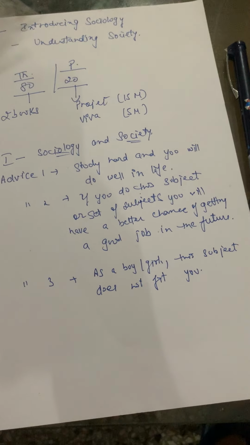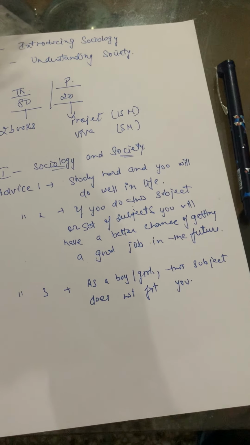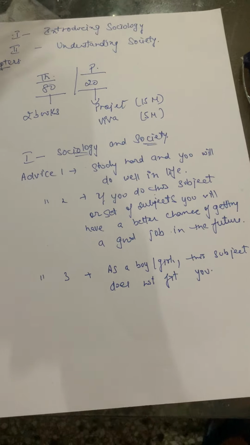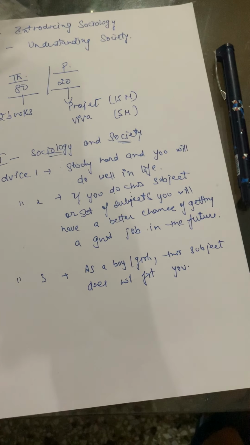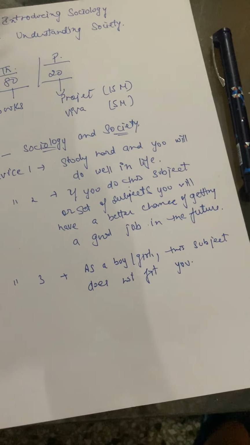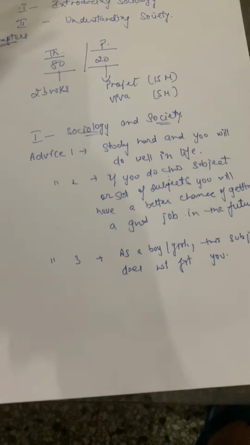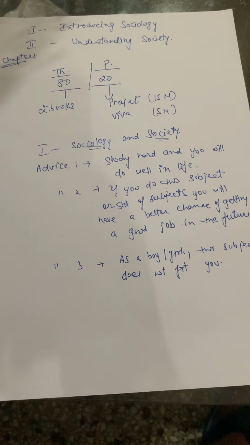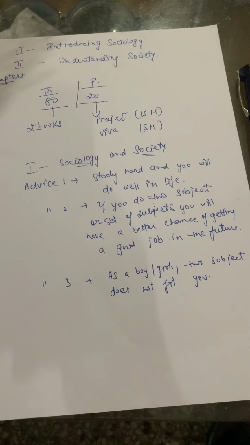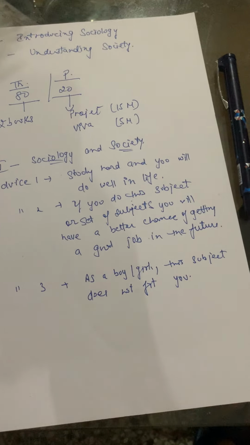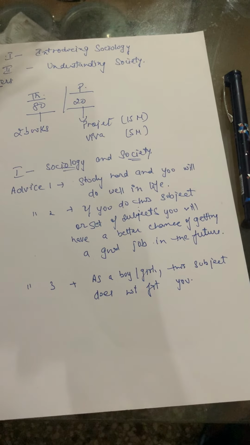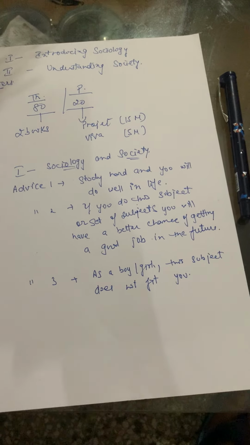Now in your book on page number 1, when you open this particular chapter, chapter one, sociology and society, on the right hand side it talks about three important aspects of society. The first is the job market. What kind of jobs are there in the market? What should I study to get a better job? What should I study to get a job which is paying me very well?